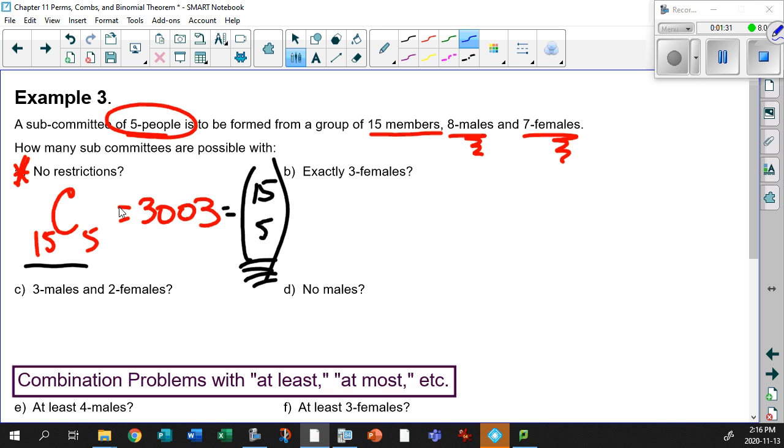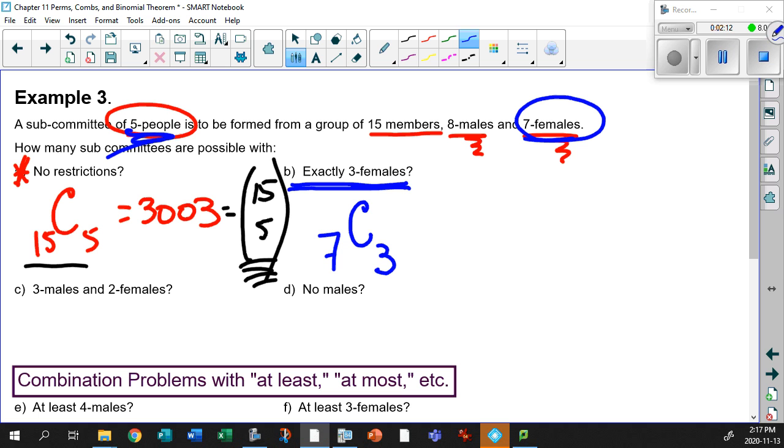Now, this one says exactly 3 females. Exactly 3 females. No, you don't want 4. No, you don't want 5. You don't want 2. You want exactly 3 females on your group. Okay, so think about it. Out of the 7 females now, you're going to choose exactly 3. But is that a 5-member committee? No, it's not. You still have 2 members. But think about those other 2 members. They can't be female because then you won't have exactly 3 females. You'll have 4 females or 5 females. You can't have that.